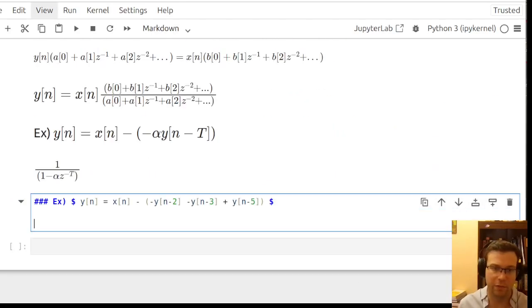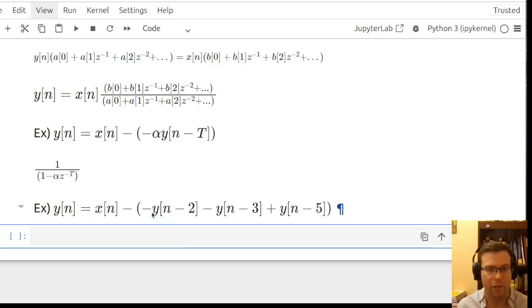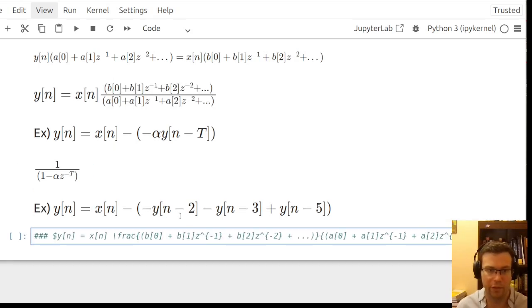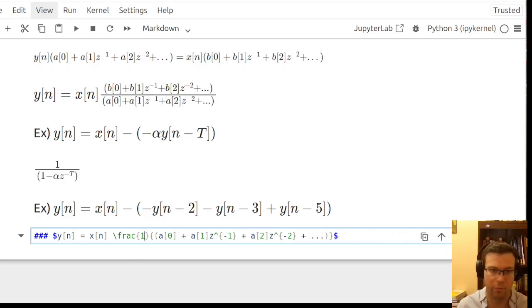All right, but we can do this on a fancy example. So let's take this example here. I've actually got 3 feedback terms. And if I go up and fill in the transfer function according to my derivation, so if I do the z transform, my numerator is the same as before because I just have one term xn there. But the denominator here is going to be, okay, so a0 is 1, right? So coefficient in front of yn. Then I've got a negative 1 with a lag of 2, so that would be minus z to the negative 2. I've got a negative 1 with a lag of 3, so that would be minus z to the negative 3. And then I've got a positive 1 with a lag of 5, so that would be plus z to the negative 5.